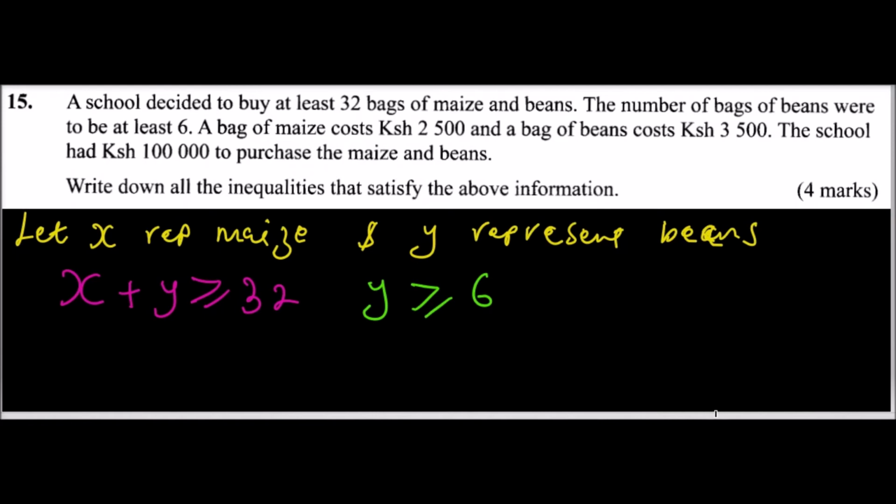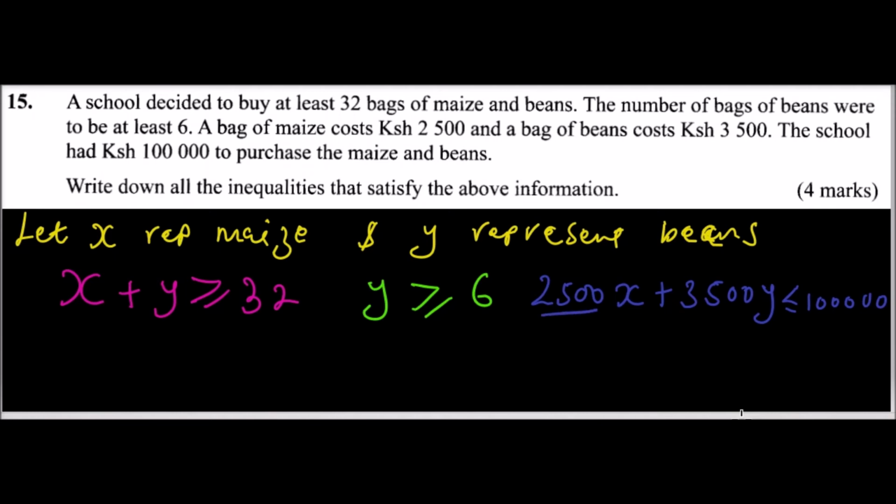Then we have the third one, that they had 100,000 K to spend, and therefore what that means is that if you multiply the cost of maize, that is 2,500x, plus the cost of one bag of beans, 3,500y, because they only had 100,000 amount of money to spend, this should be less than or equal to 100,000, which you can simplify by dividing.